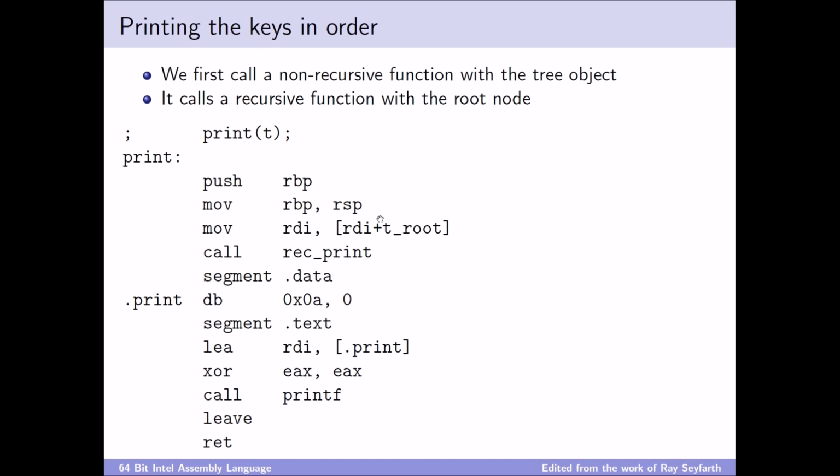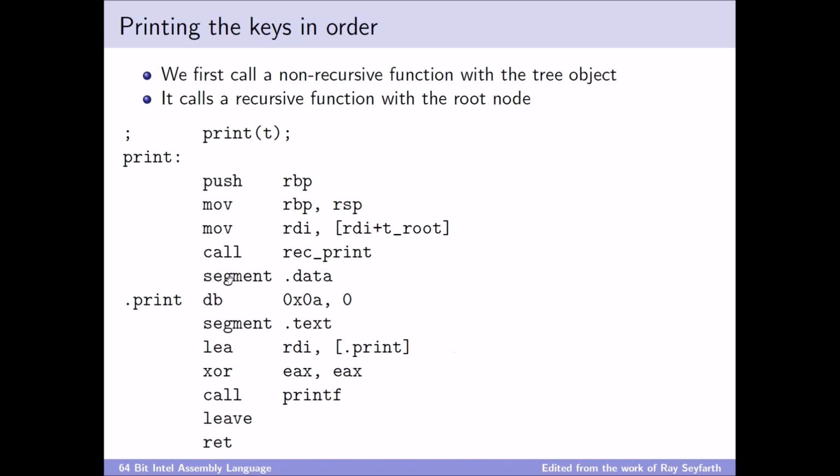So we'll start again by our standard stack frame setup, and then I'll extract the root node from my tree. So the root node will now be stored in RDI. I will then call my recursive print function, which we'll get to shortly, to print out the sequence of items in my tree. And once we have done that, I want to then print out simply a new line character.